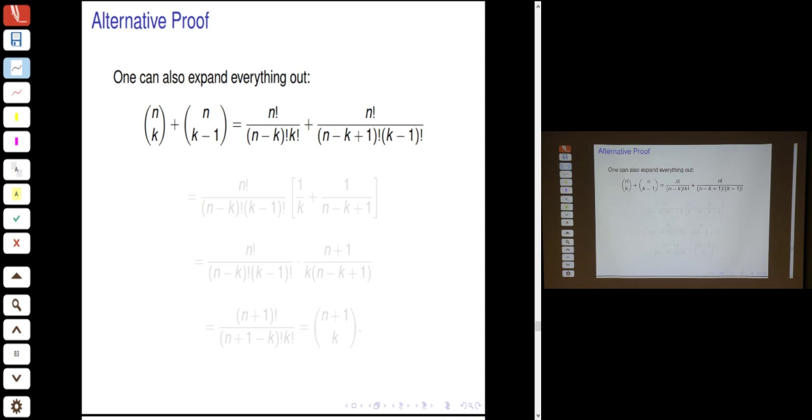Now the second term, n choose k minus 1, if you plug in the numbers, is n factorial divided by, okay, so this is n minus bracket k minus 1. It becomes n minus k plus 1 factorial, right, the first term. The second term is k minus 1 factorial. Okay, so we have the sum.